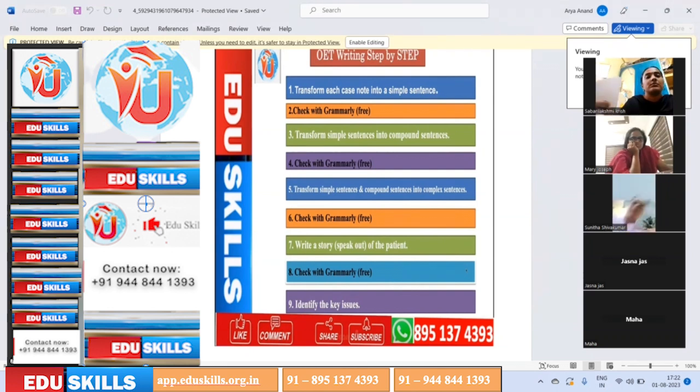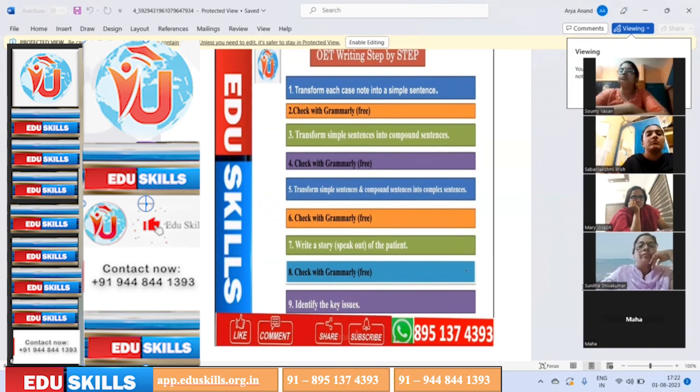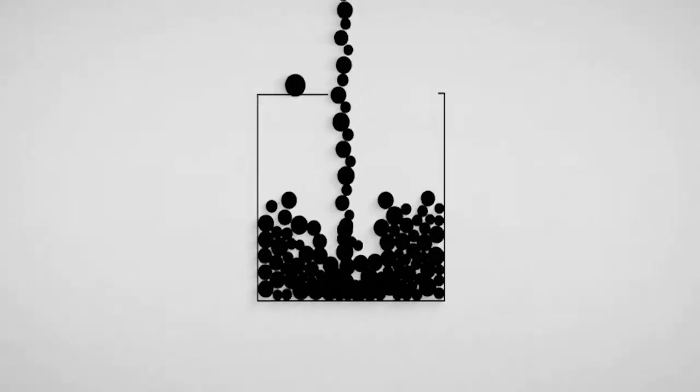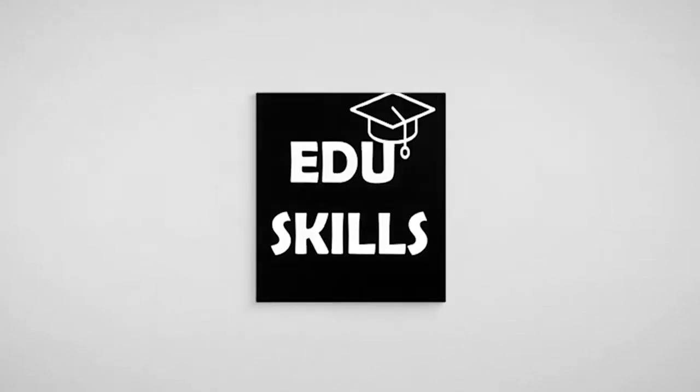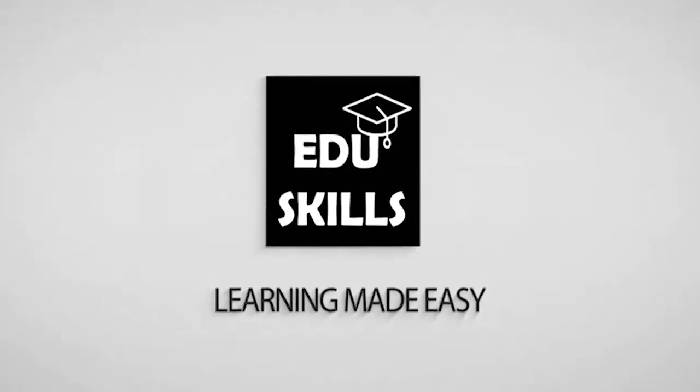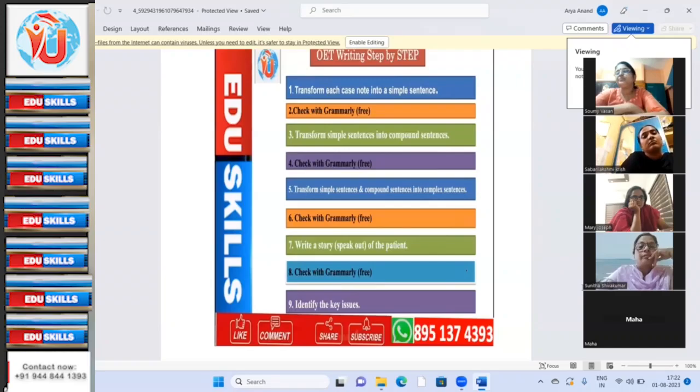Today is the third day. We are going to discuss how to convert simple and compound sentences into a complex sentence. These are the fifth and sixth steps, and I will explain how to check it with Grammarly. Let us see what a complex sentence is.